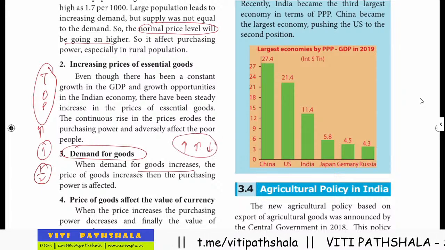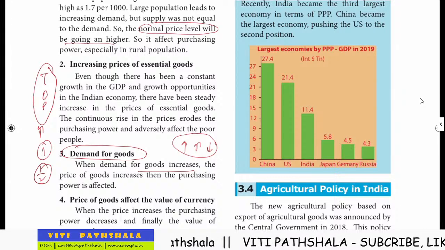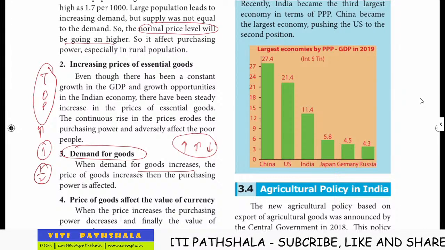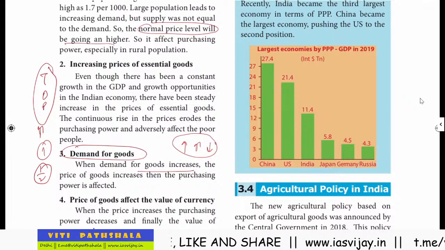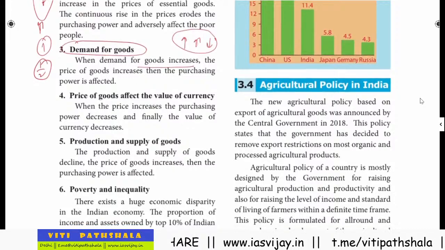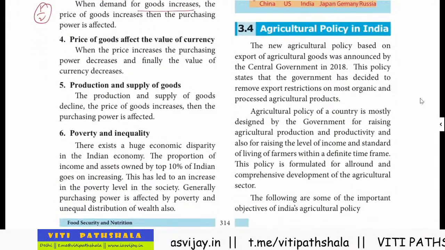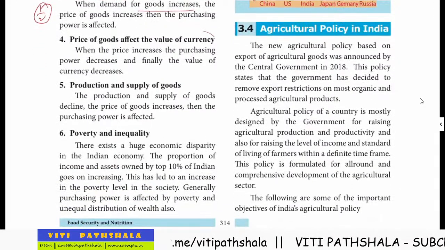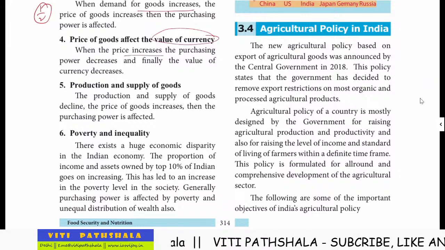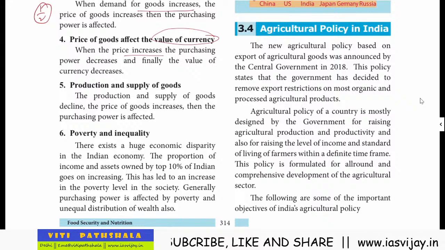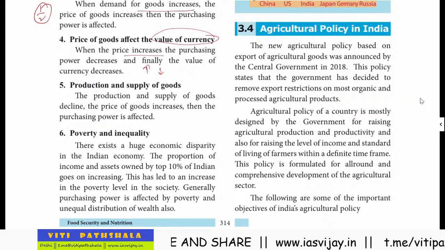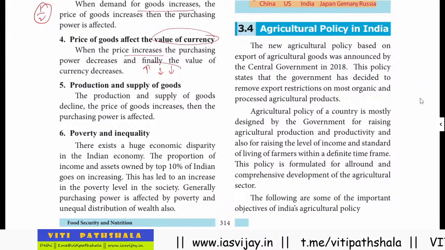Now whose purchasing power would be affected? The poor's purchasing power would be affected. The rich can manage, because he has the money, he has the purchasing power. Now the price of goods affects the value of the currency. When the price increases, the purchasing power decreases. जैसे ही मूल्य बढ़ेगा तो purchasing power घट जाएगी, and the value of the currency वो भी घट जाएगी.